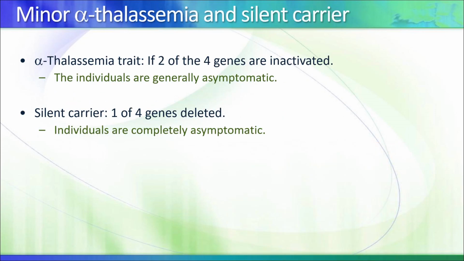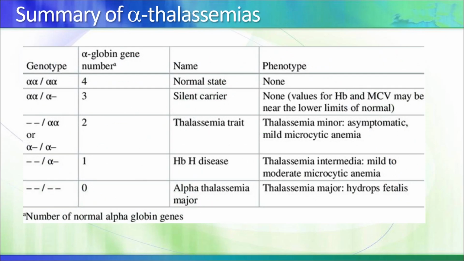Now you have minor alpha-thalassemia, where basically two genes are active. Now these individuals are asymptomatic. And you have a silent carrier where one gene is deleted. These people are totally asymptomatic. So these are again the different possibilities.